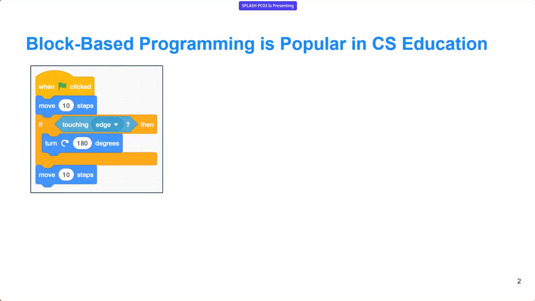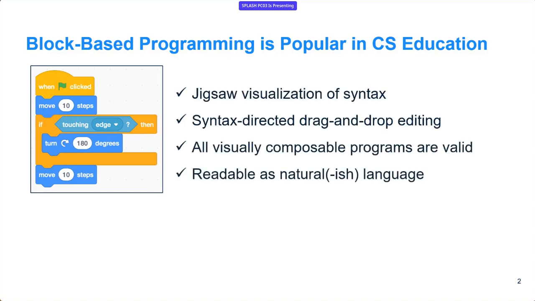So I don't think I need to give a big introduction to block-based programming, since it's quite popular and has definitely arrived in the mainstream, I would say, at least of computer science education. So if anybody is unfamiliar, here's some of the most essential features that you should keep in mind when thinking about them. So in block-based languages, you get this jigsaw puzzle-like visualization of the program syntax. And you can do this syntax-directed drag and drop editing, where you basically pick syntactical fragments from a drawer and you place them on the canvas and you attach them to each other.